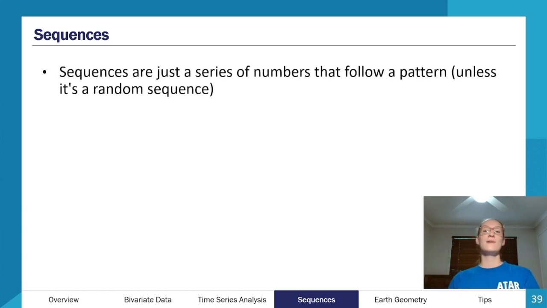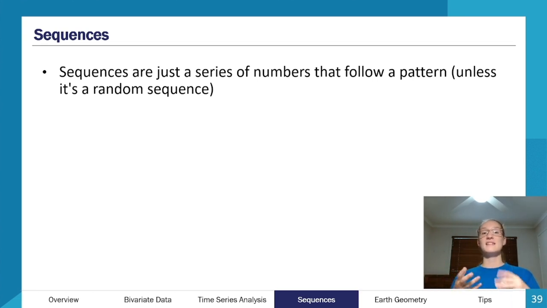So sequences, we have our two types. Does anybody remember what our two types of sequences are? Hopefully it's thought of maybe something along the lines of arithmetic and geometric sequences. So sequences are a series of numbers that follow a pattern, unless it's a random sequence, which is kind of given away in the name. But when we're talking about sequences, we're talking about a series of numbers that follow a pattern.